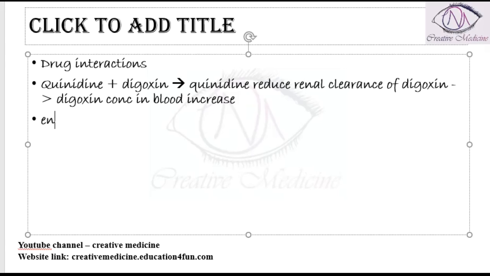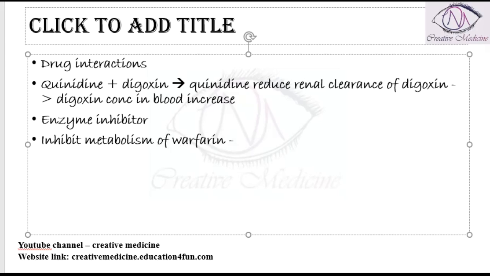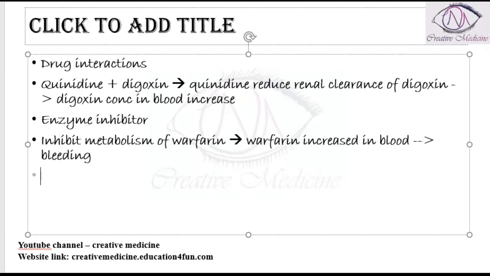Then quinidine is an enzyme inhibitor. Because it is an enzyme inhibitor, it also inhibits the metabolism of warfarin. Because it inhibits the metabolism of warfarin, warfarin levels are increased in the blood. Because of increased warfarin levels, increased bleeding is seen.